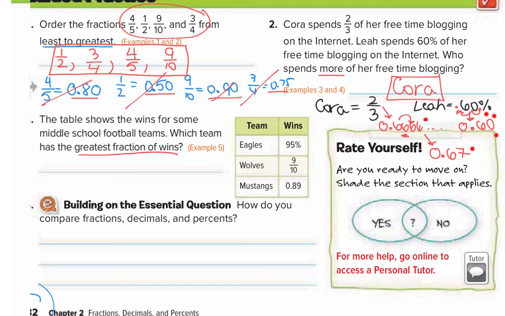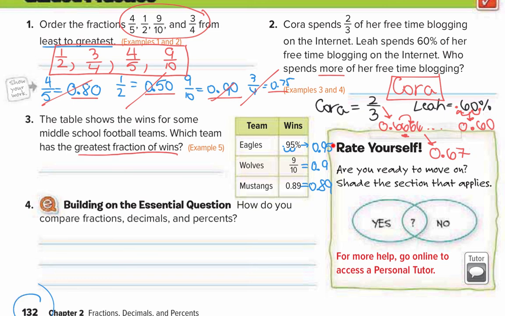So the Eagles have 95%. So again, move the decimal 2 to the left, and that's 0.95. The Wolves have 9/10. So if you do 9 divided by 10, that's 0.9. And then 0.89 is already a decimal, so we don't have to change anything.